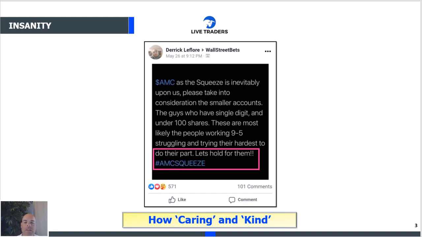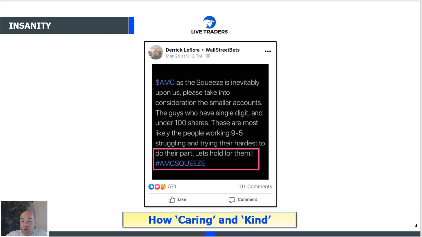So my point is, let's hold for the little guy, right? The most likely struggling working 9 to 5. Really? Okay, whatever. So again, this week's not nearly as glaring as weeks in the past where somebody's lost $1 million in 10 days, or they turned 3,000 into 3 million and then gave all of it back, that kind of stuff. The point here is to simply say, take care of you and don't worry about anybody else.